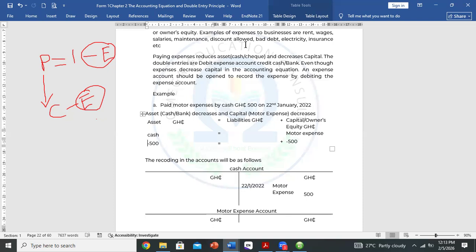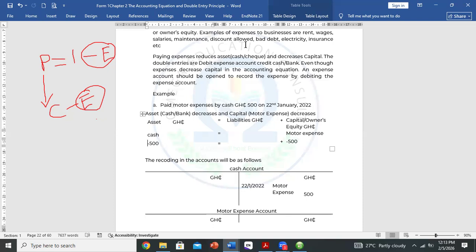But with regards to the accounting equation, you cannot say that expenses increase, because expenses are not shown in the accounting equation. In the accounting equation are assets, capital, and liabilities. So you have to look at the effect expenses have on capital. When you pay expenses, the expense itself increases, but it decreases capital.